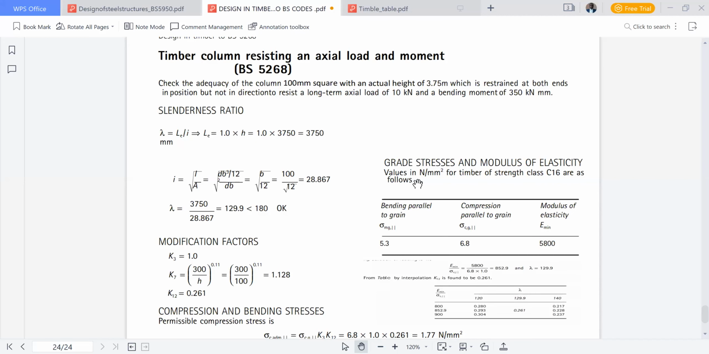Hello and welcome. Today I want us to look at the design of a timber column that is resisting an axial load and a moment. Now the question is: check the adequacy of a column 100 millimeter square with an actual height of 3.75 meter, which is restrained at both ends in position but not in direction, to resist a long-term axial load of 10 kilonewton and a bending moment of 350 kilonewton millimeter.